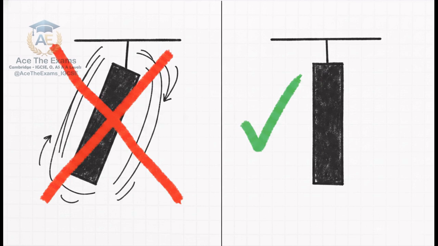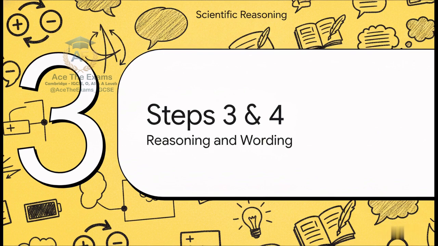If you bring the rod up while the suspended strip is already moving, your evidence is completely invalid. You won't be able to tell if the movement is from momentum or from actual electrostatic force. Moving right along to steps 3 and 4, reasoning and examiner wording. We've got our concept and evidence, now we need to lock in those marks.